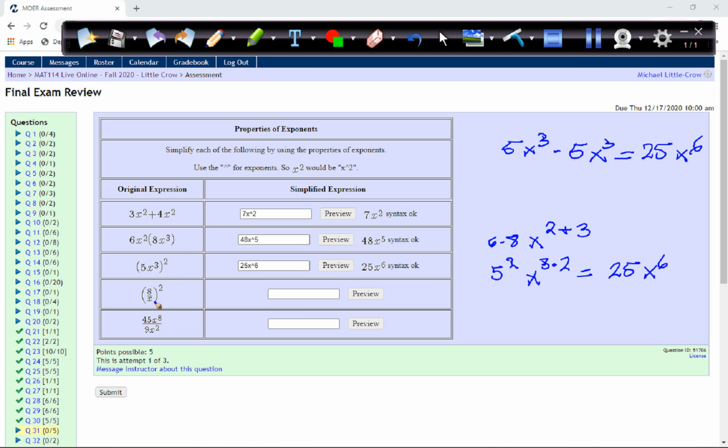For this next one, we could just look at it. We're taking 8 over x times 8 over x. That's going to give us 8 times 8 is 64 over x squared. Or you could look at it as distributing the exponent to the top and the bottom.